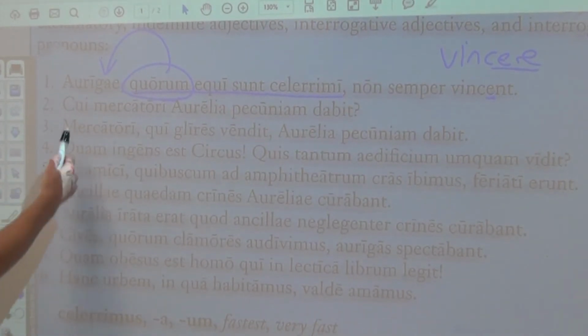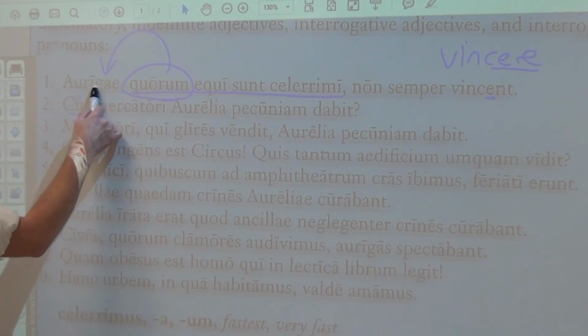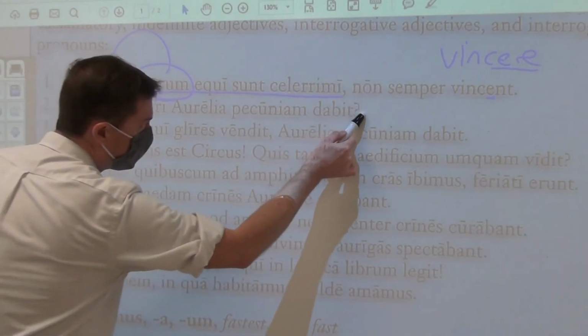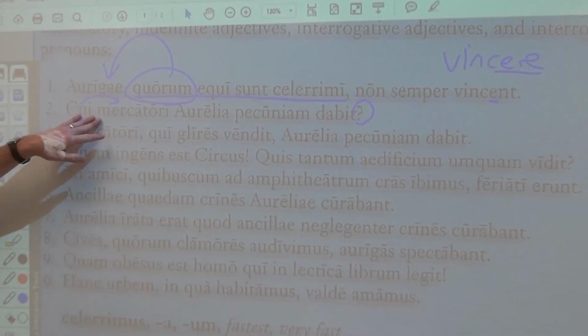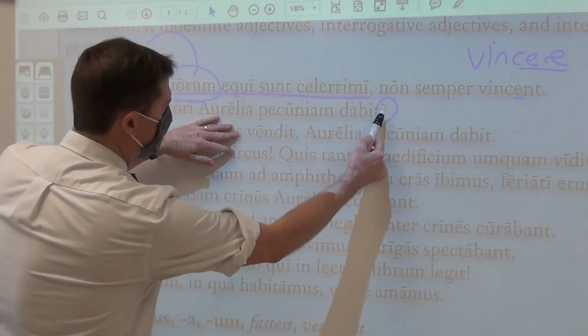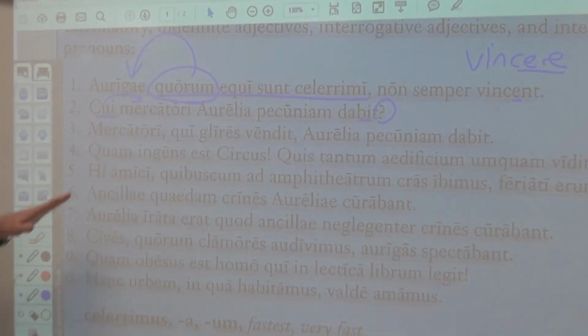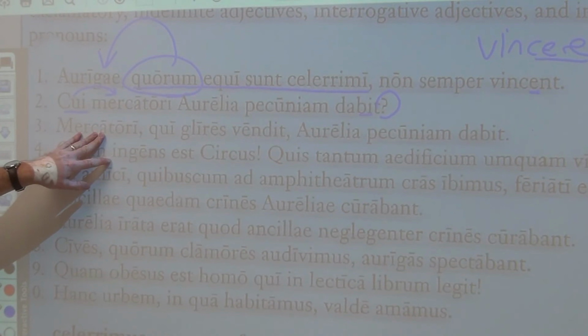The second one, that's my Q word. It actually begins with a C. It's modifying mercatori, asking a question. So this is your interrogative adjective. Dative case: to which merchant will Aurelia give the money? So that is my interrogative adjective. Mercatori again, still in the dative case.